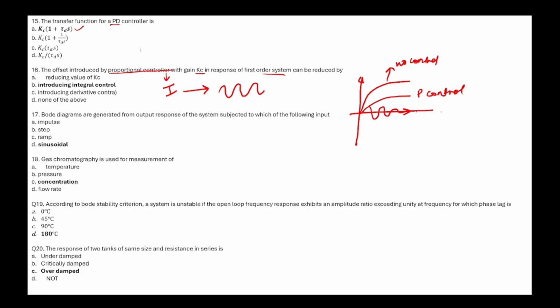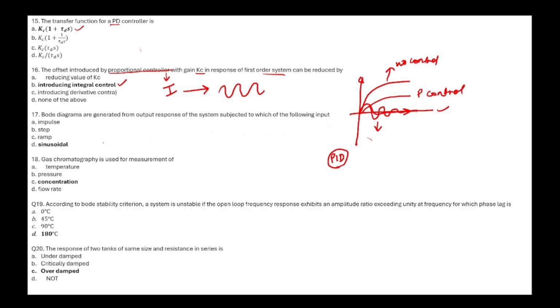Going to the ultimate value, there will be no offset, but the oscillation will increase. That will create a problem for the system. Introducing an integral controller, the offset will be 0 along with the proportional controller, but the oscillation will increase. The best controller is PID. When we add all these three, the response looks like this. For a single oscillation, it will give the ultimate value.